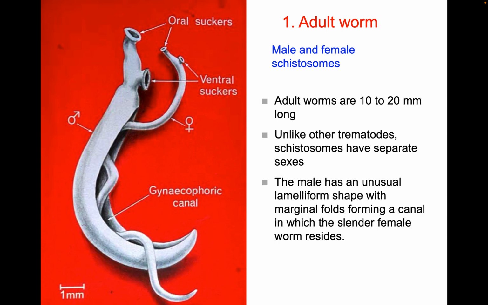They fold their body into this shape. So there's a kernel in the middle, and the slender female worm will reside in this kernel. And you need to remember the name of this kernel. It is called the gynecophoric kernel.